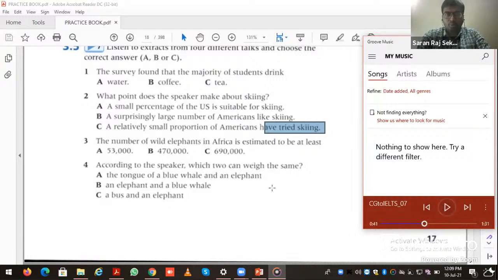Okay, so hope you got a better understanding, because they said the total population, and when it compares to here, it is relatively smaller. Okay, and let me go to the third question.